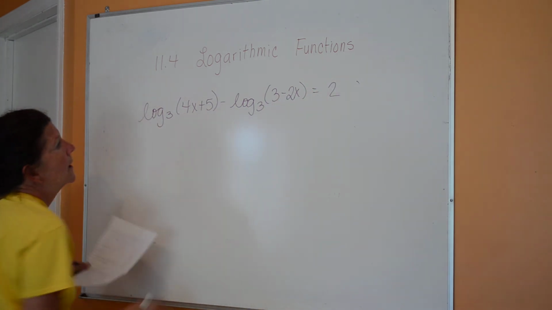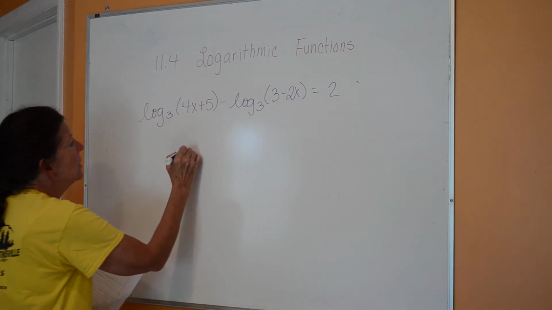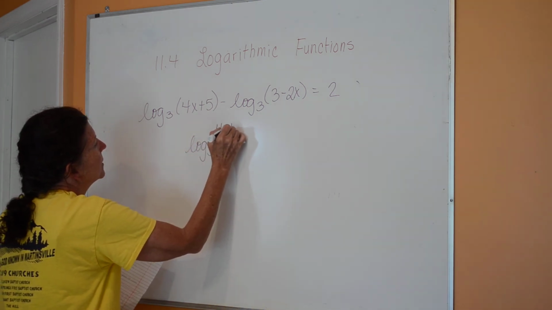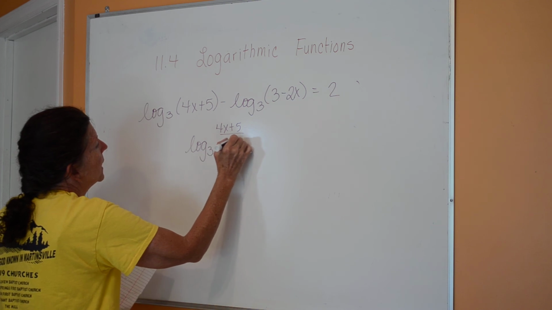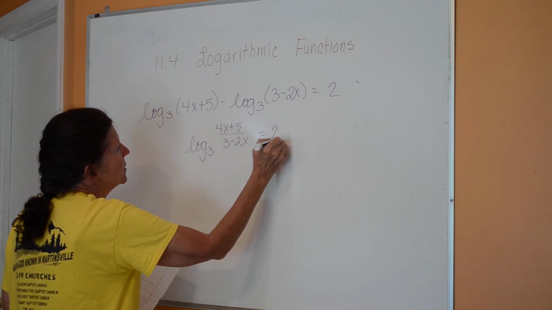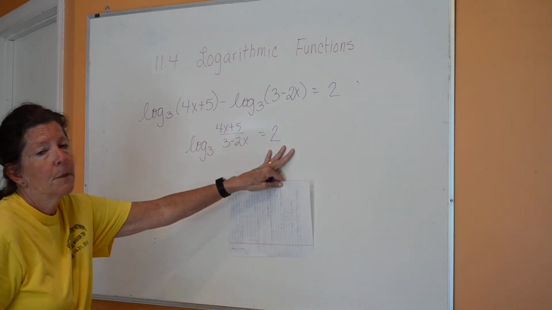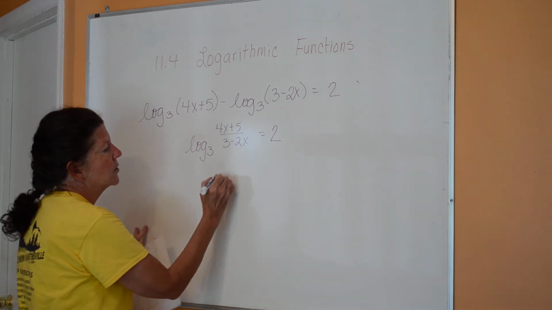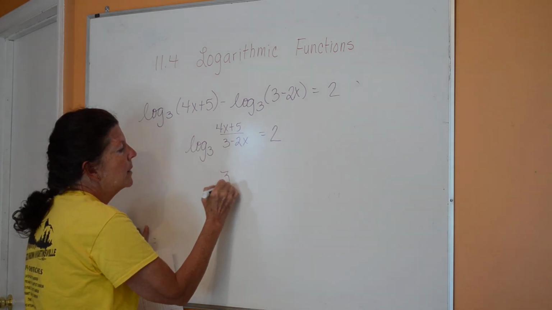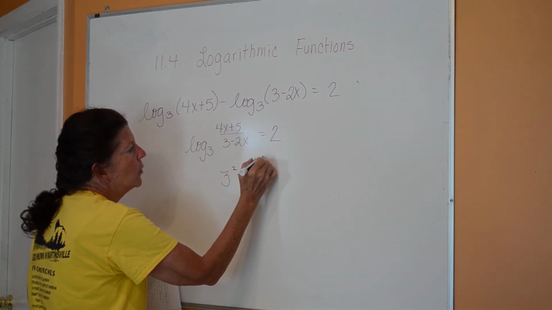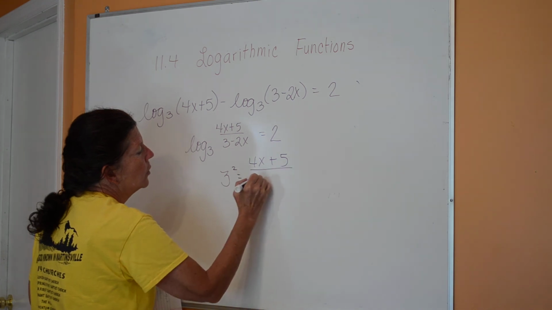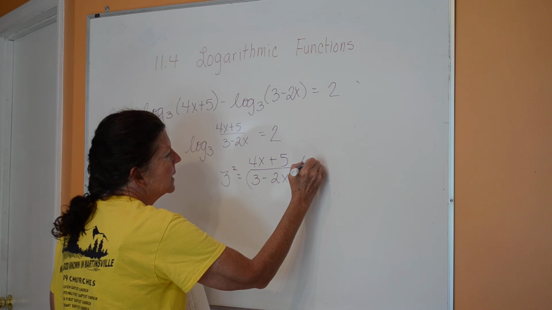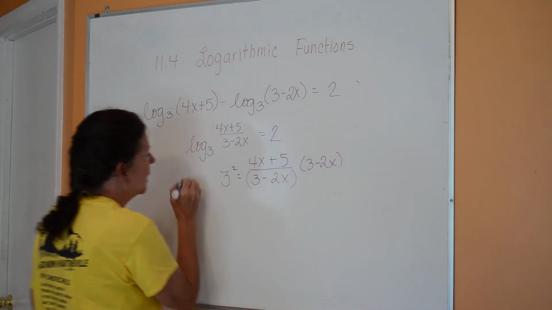Okay, remember that subtraction is the same as division. So this is the log of base 3 of (4x plus 5) over (3 minus 2x) is equal to 2. Well, I don't have a logarithm on that side, so it can't cancel it out. So I have to write this in terms of exponential functions. So 3 raised to the second power is equal to (4x plus 5) over (3 minus 2x). Well, I'm going to multiply both sides by 3 minus 2x to get rid of it off the bottom.